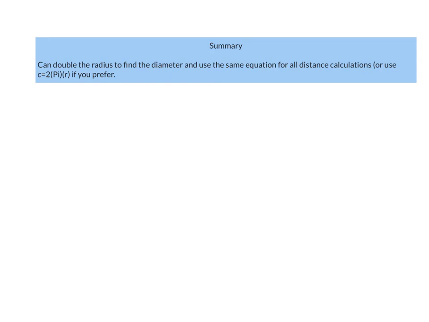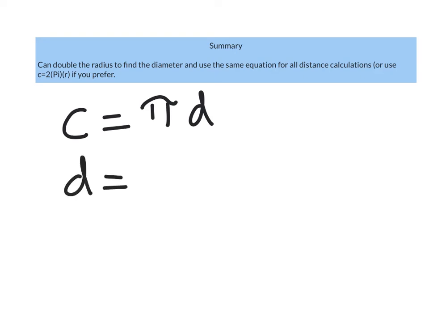And so just a quick summary here to wrap up the main point from this video is that you can still use the same equation, c equals pi d, to find your circumference. Even if you're given the radius, you just also need to use the relationship that diameter is double the radius first, to find your diameter from the radius, and then use that value for d in the equation c equals pi d. Or you can use the equation c equals 2 pi r, and that will do it for you.